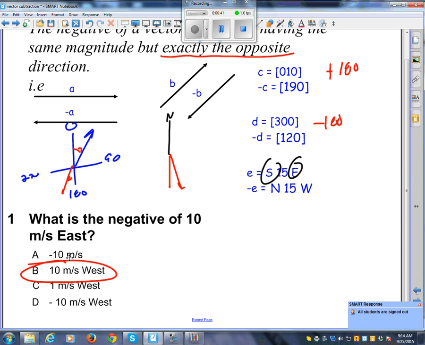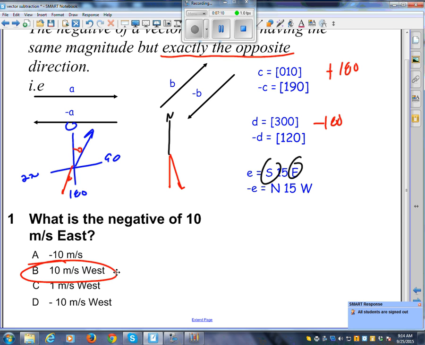I saw some people put A, not terribly, 100% wrong. Like if it's plus 10, then the opposite is minus 10, right? And 10 east is really plus 10. We use that. So minus 10 meters per second isn't terribly wrong. And minus 10 west, well, that's kind of like a double negative, right? It's negative and west. So likely the best answer is B, but A and D are certainly arguable.